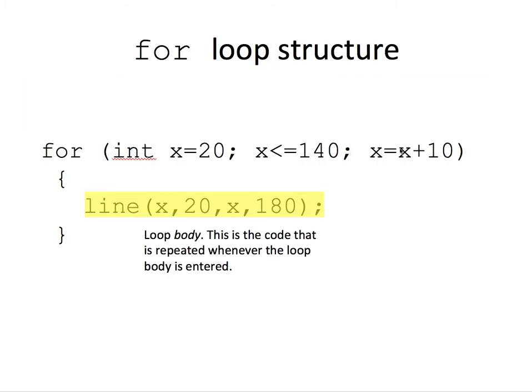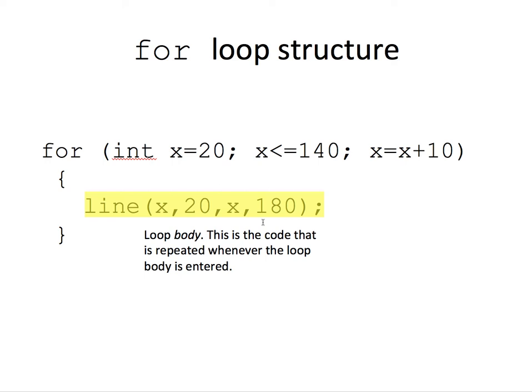So let's look at this in more detail, and we'll deal with the loop body first, as it's the most straightforward. So we have some variable x, which is the only thing that changes from one iteration of the loop to the next, and that's keeping track of the x position of the line. Okay, and we've already established that. So we just need to draw a line from x20 to x180.